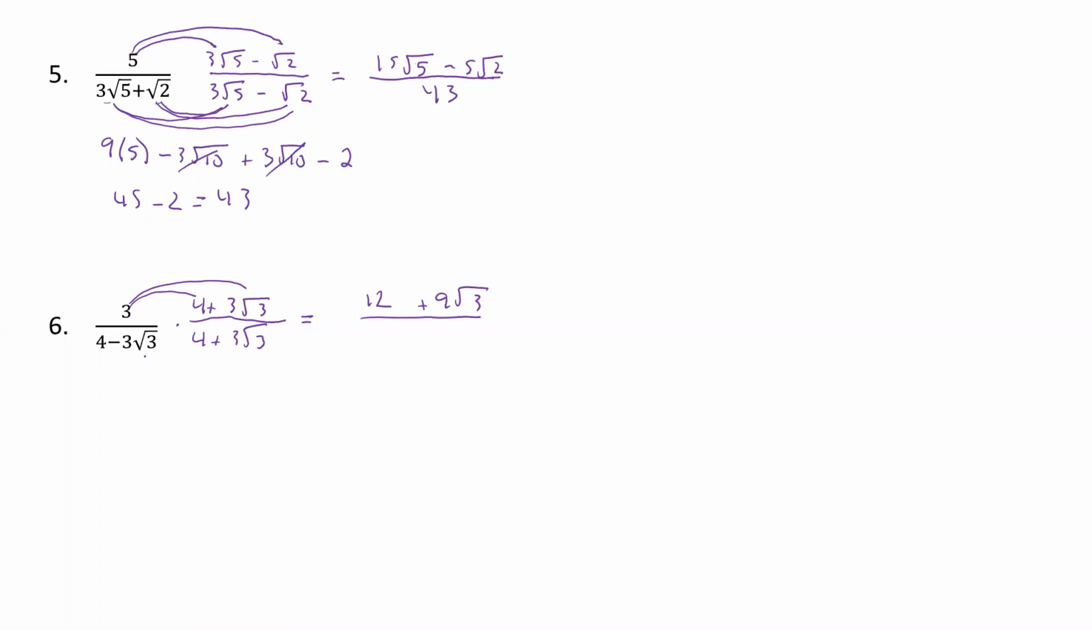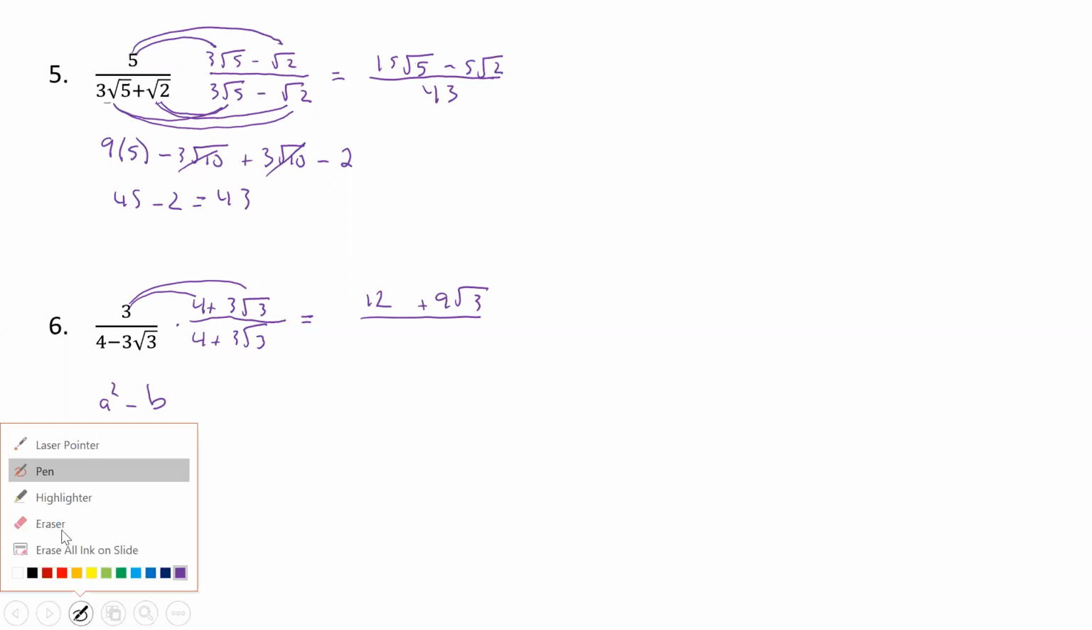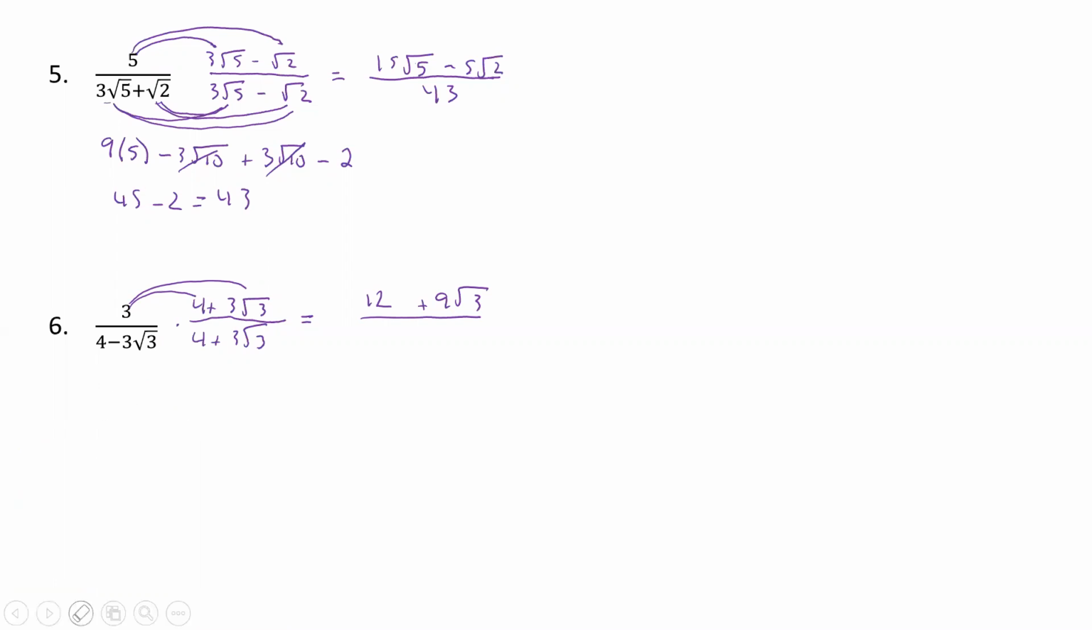Now this one we can do, remember it was a squared minus b squared, and we could do that. But sometimes I think it's just easier if we don't remember everything, just remember the FOIL. And so let's do it with just FOIL.